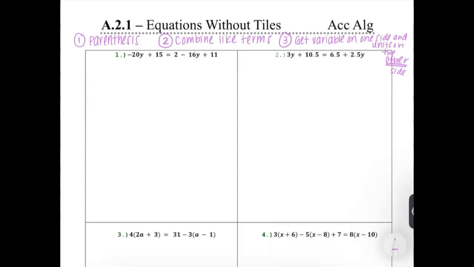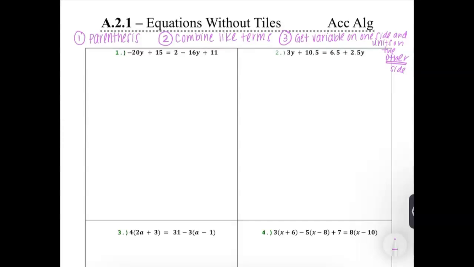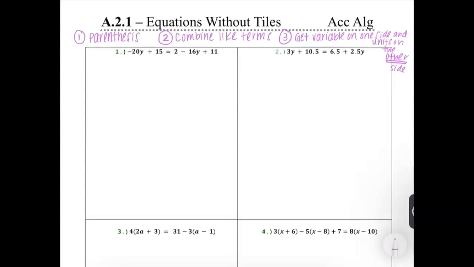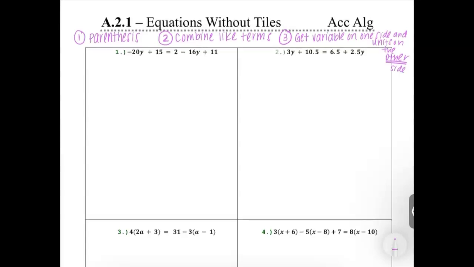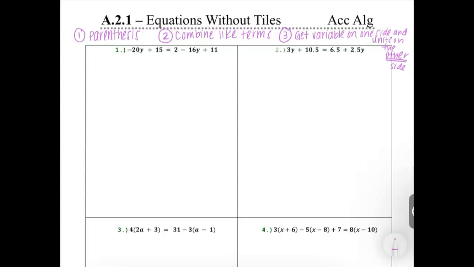Otherwise, let's get started. Our three steps that you should always be thinking of when you are solving equations is, first, are there any parentheses I have to take care of? We cannot solve anything if parentheses are not taken care of. So we first need to do that. Then we need to combine like terms. Let's look at the left side, look at the right side, and see how much we can get combined.